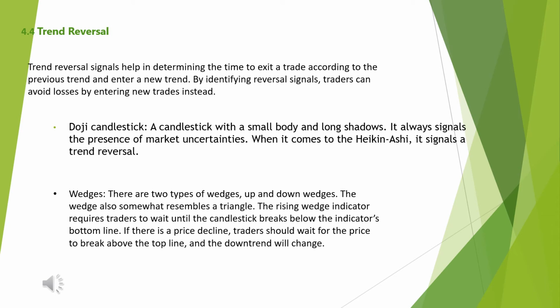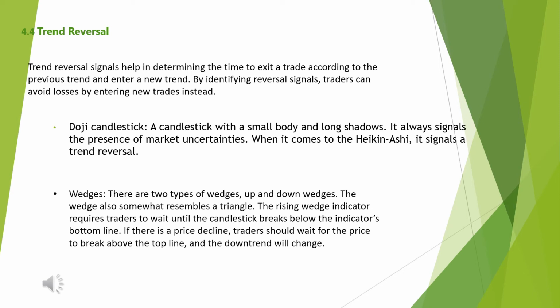Trend reversal. Trend reversal signals help in determining the time to exit a trade according to the previous trend and enter a new trend. By identifying reversal signals, traders can avoid losses by entering new trades instead. Doji candlestick. A candlestick with a small body and long shadows. It always signals the presence of market uncertainties. When it comes to the Heikin Ashi, it signals a trend reversal.